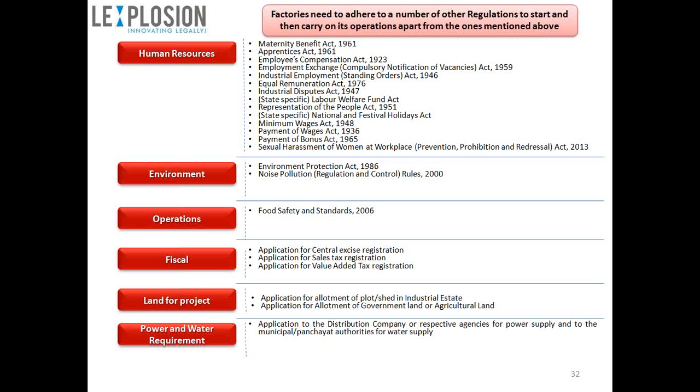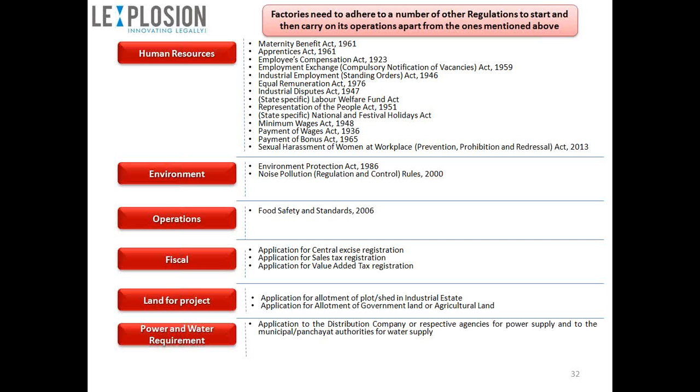Under the Environmental Protection Act, we have the Environment Protection Act and the Noise Pollution Regulation and Control Rules 2000. Under operations, you have the Food Safety and Standards Act 2006. You need to ensure you're in compliance with the Food Safety and Standards Act 2006 in case you're running a kitchen in your cafeteria, or you have an industry which is in the business of manufacturing processed food goods. There are a lot of compliance aspects to this particular law which you need to take care of.